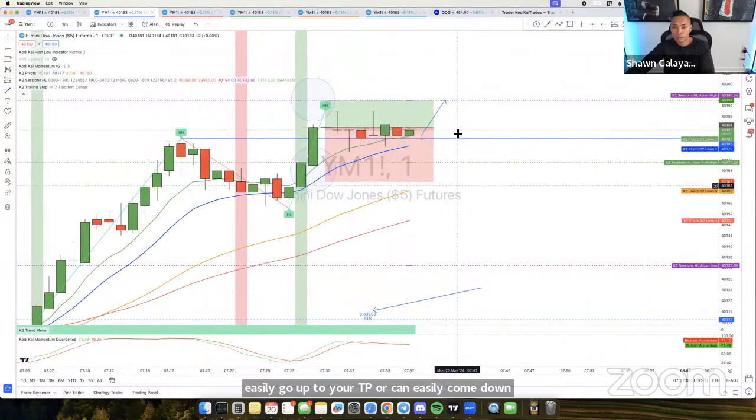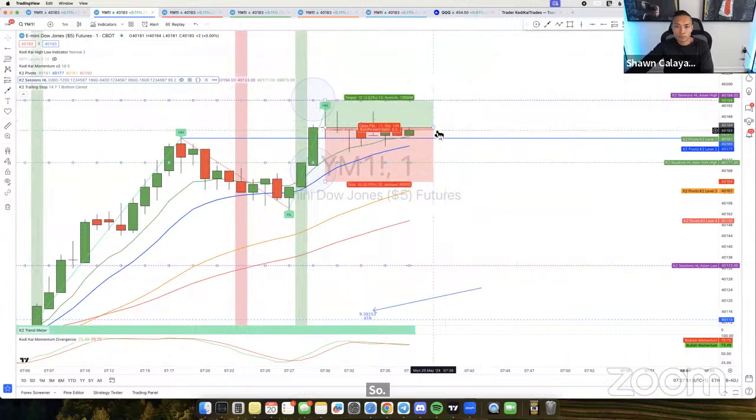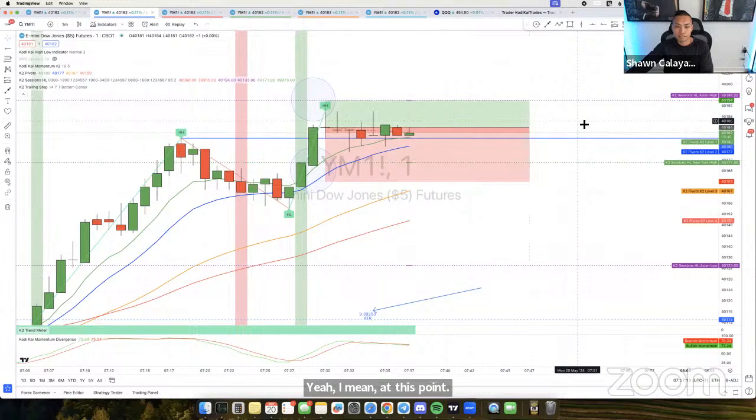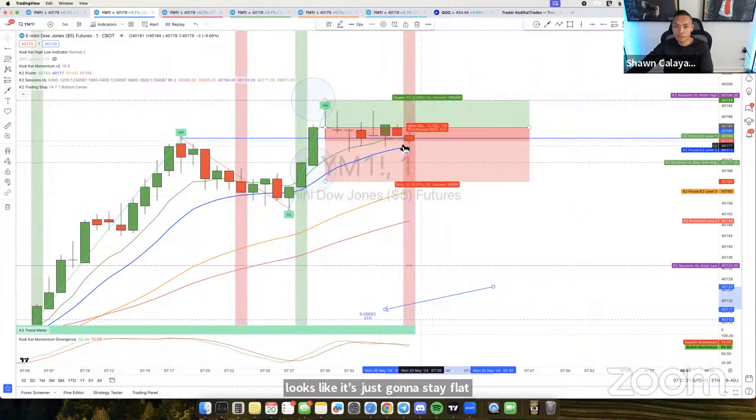So yeah, at this point, it looks like it's just going to stay flat. Price is coming back down below right here. Again, we don't want the sell signal. I want the volatility pickup, but I don't want the sell signal.